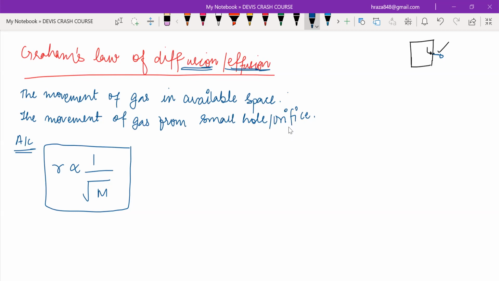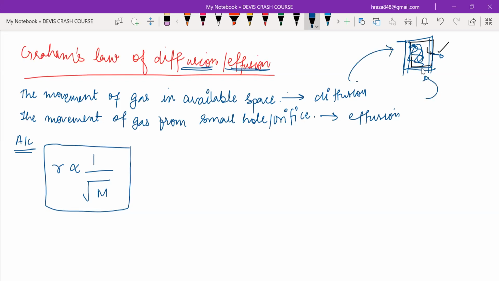That is called effusion. This is effusion. Are you getting my point? This is diffusion. Now see, if a gas contains two types of gases, or there is movement inside the container, that is diffusion. If any gas is going through this pinhole, inside or outside, coming outside, that is effusion.